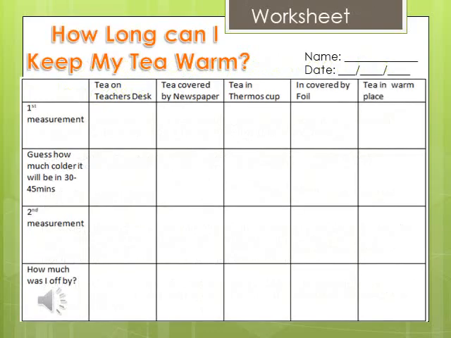This is just the worksheet for when they measure with the thermometer, so they've got the different suggestions that the students came up with. And then for measurement 1, guess how much colder it will be in 30-45 minutes. Measurement 2, and how much they were off by. So this makes them use subtraction or addition. And then they go back and they use all that information to draw their column graph.